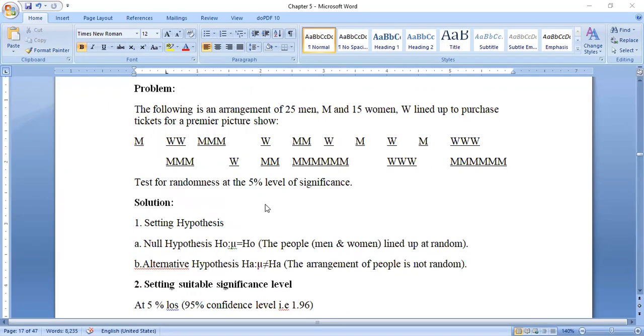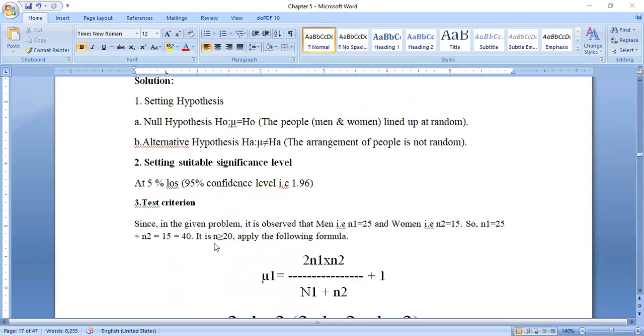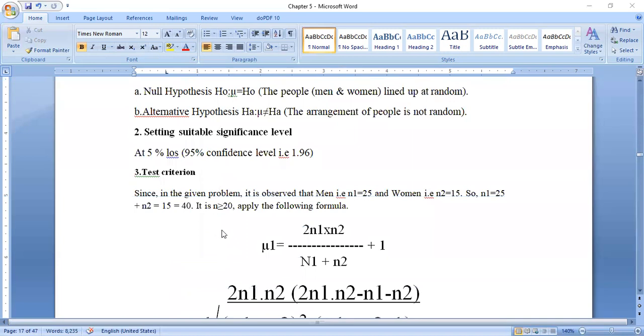By observing this problem, we have to perform our steps, and we need to apply one more principle here. What that principle is, we are going to see now. So see the solution here. Setting the hypothesis: null hypothesis H naught, mu is equal to mu naught. Then alternate hypothesis HA, mu is not equal to mu naught. Then setting a suitable significance level at 5% LOS, 95% is the confidence level, that is 1.96.